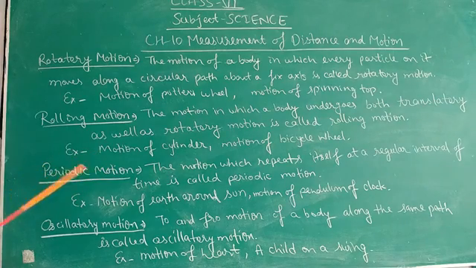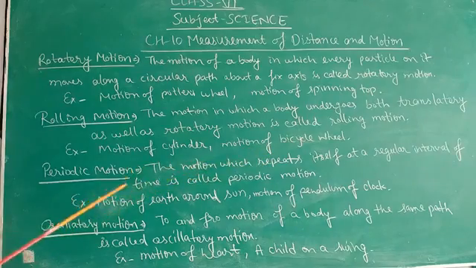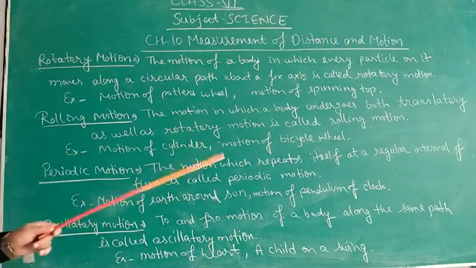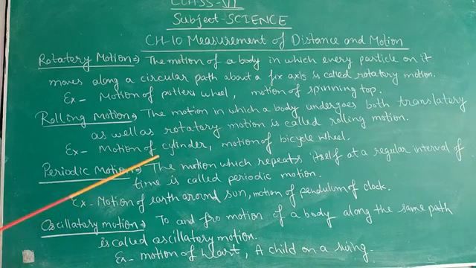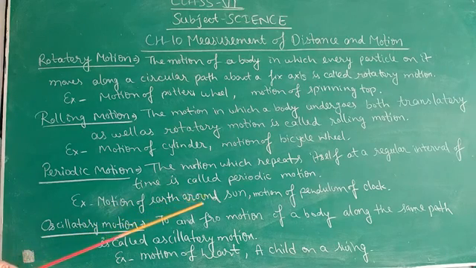Next point is periodic motion. The motion which repeats itself at a regular interval of time is called periodic motion. For example, motion of the earth around the sun. Earth moves around the sun after a fixed interval of time, that is periodic motion.